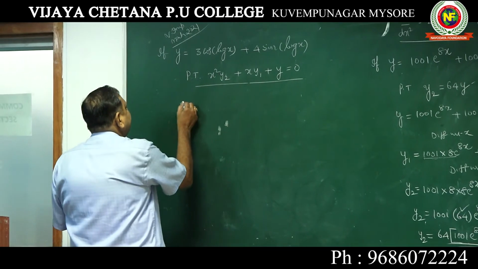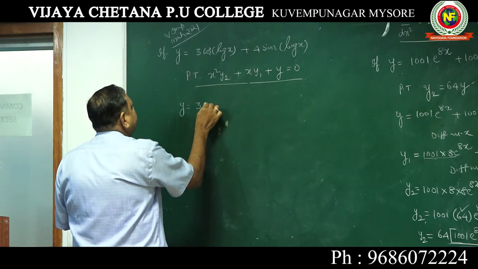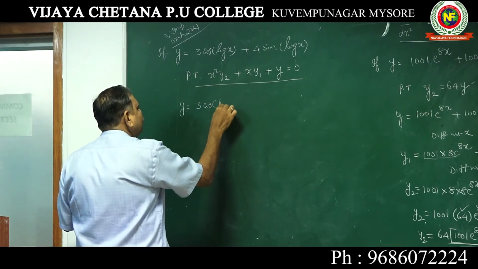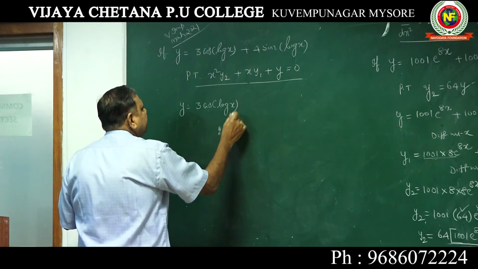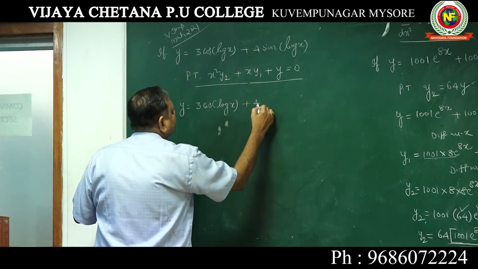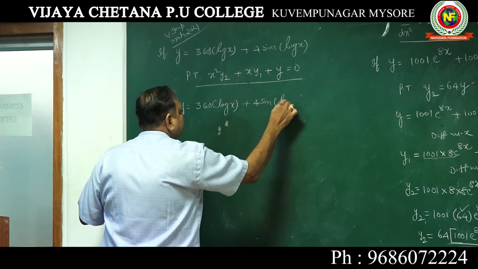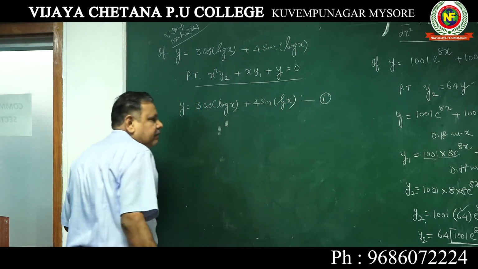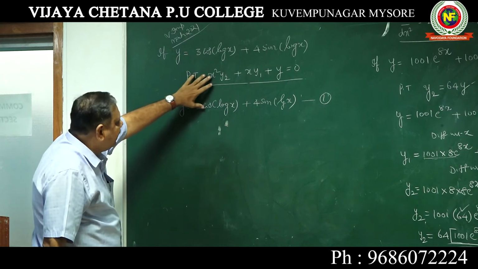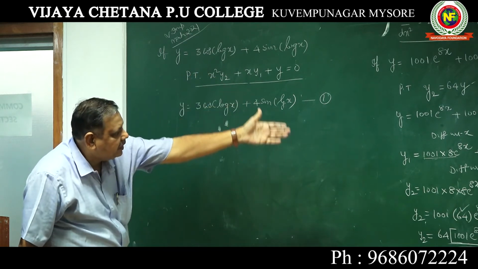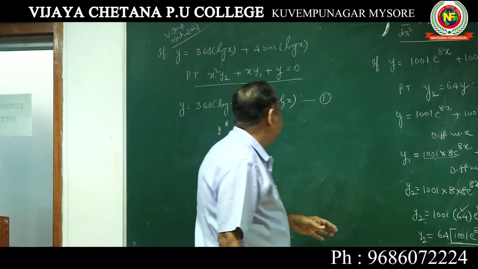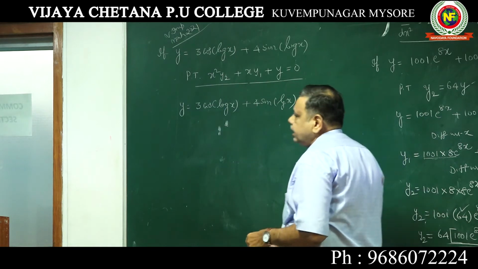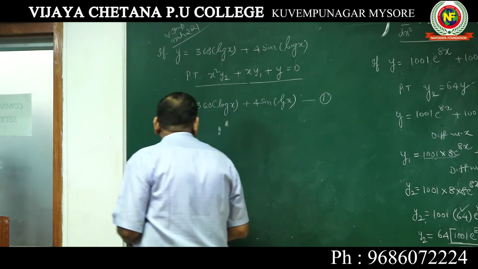This question has not been given so far and maybe your turn to get also. y is equal to 3 cos log x plus 4 sin log x. Call it as equation number 1. Whatever the given equation is there, these are all the questions as it is answer will come. You must have seen, like this only answer will come. Yes, y is equal to 3 cos log x plus 4 sin log x.